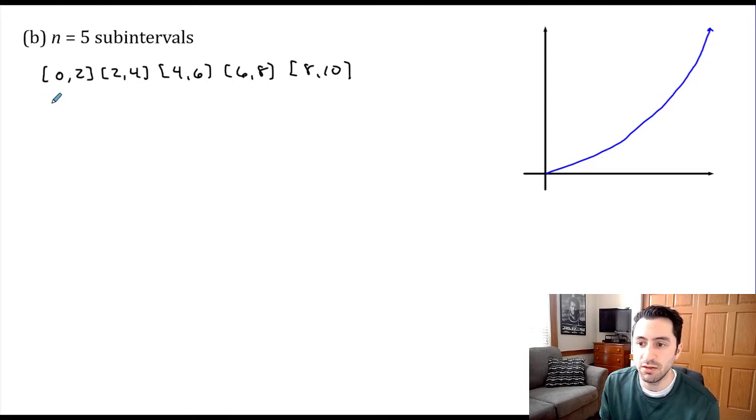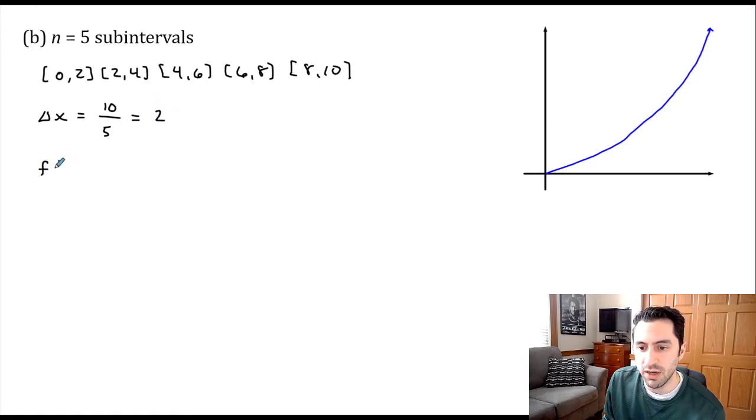To approximate the area, we need 2 things. We need the width of the rectangle, and we need the height. For the width, delta x, we take the length of the entire interval and divide it by the number of subintervals we're using. So in this case, each rectangle is going to have a width of 2.